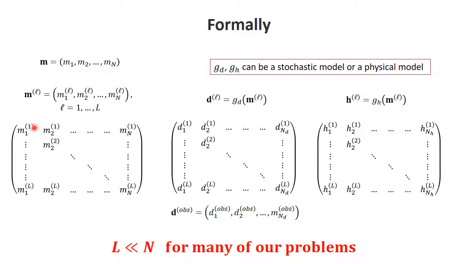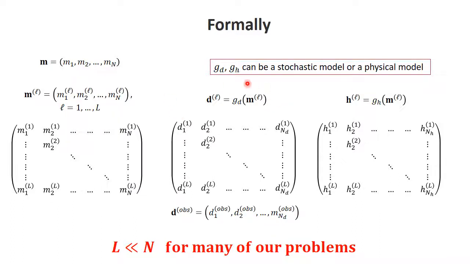So I can put my models into this matrix, and on the row, we notice here this is dimension of N. So this would be the first realization of the model, and this would be the last realization of the model. So in the columns, we notice the realizations. So this would be the first realization of the first model component, and this would be the last realization of the first model component.